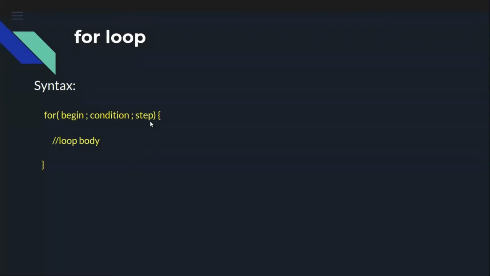This step is how we are going to increment the counter variable that we have defined in begin. For example, I plus plus will increment it by 1. I equals I plus 2 will increment it by 2. I equals I into I will make it the square of I. So this is how it works, right? The step is how you're going to increment the counter variable. Then the loop body, where you write the code for the for loop to work, and then we end it with the curly braces.